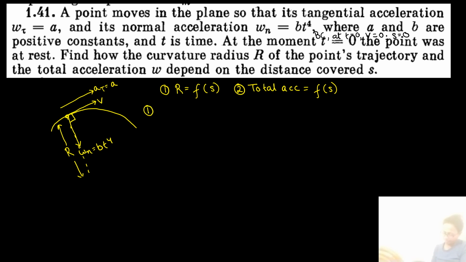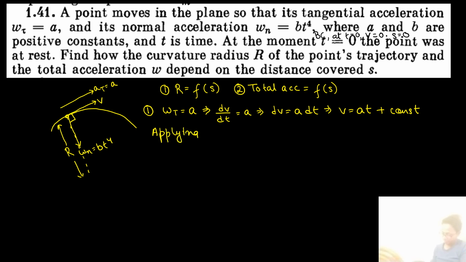Here, tangential acceleration is equal to some constant a. What is tangential acceleration? dv by dt equals a constant, or dv equals a dt, or v equals at plus some constant. Now applying boundary conditions: at t equals 0, v equals 0. We get the value of the constant as 0. So our main equation becomes v equals at.